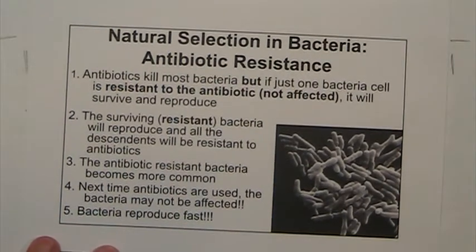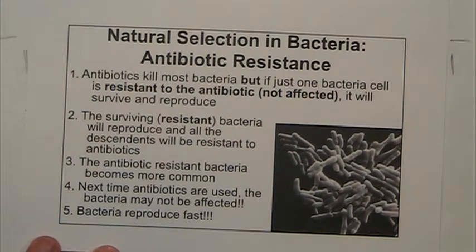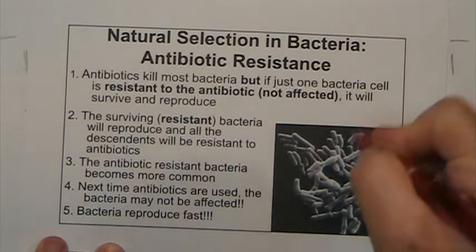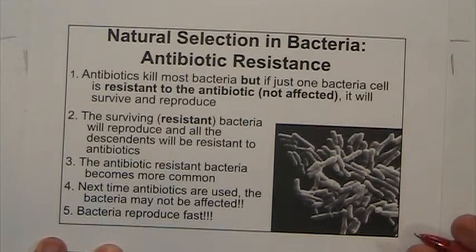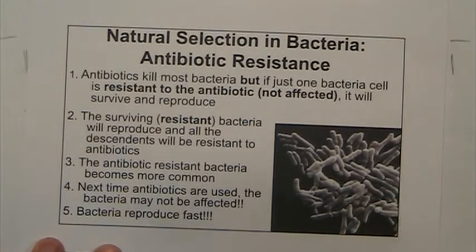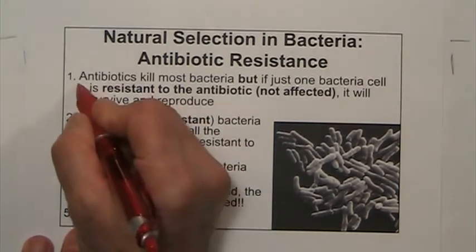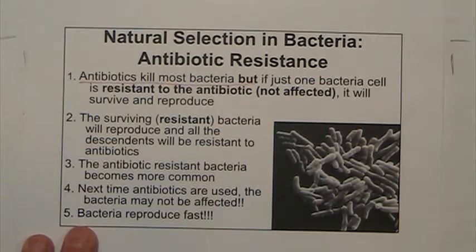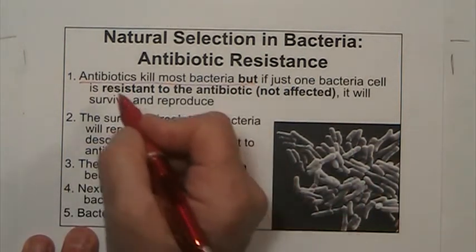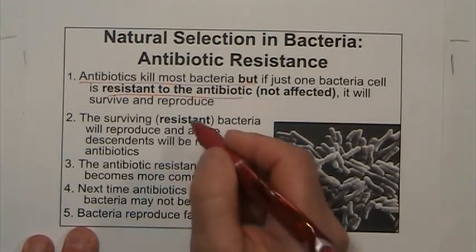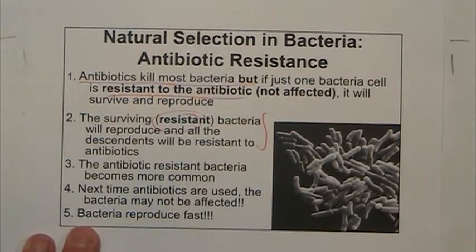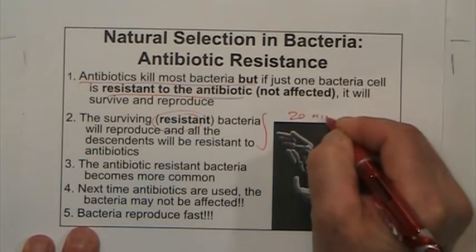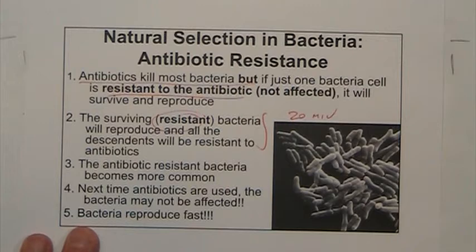It's important that you understand this, and remember, the antibiotic is not what causes the change. The change was already there in the genes. The antibiotic just killed all the ones that did not have what it took to survive. The antibiotics are going to kill most, but leave one bacterium or a few, and those are going to be resistant. These resistant ones are going to reproduce. And remember, bacteria can reproduce about every 20 minutes. Then, of course, those that are resistant reproduce, divide, and become the more common.